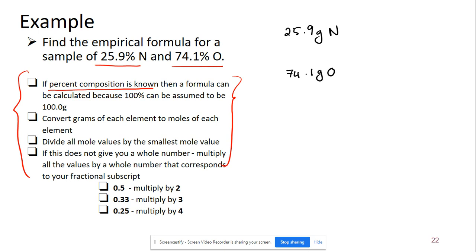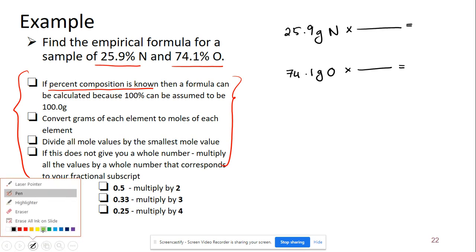The reason that I'm writing it like this is because of the second step, which asks you to convert the grams of each element to moles of each element. So we have to go from grams to moles. The percentages became the grams, and now we're going to go to moles of each element, which we learned how to do in the previous part of this unit.